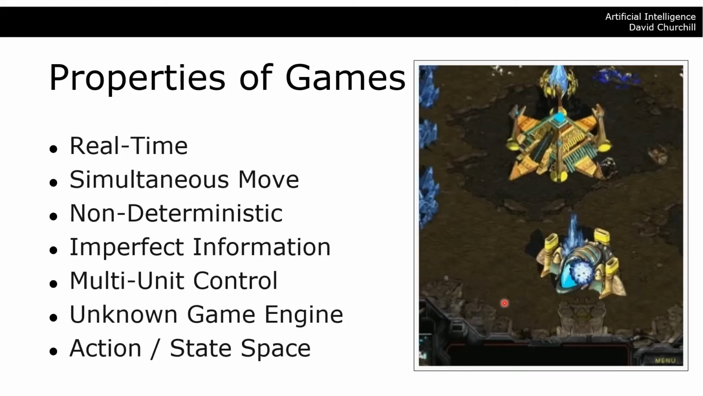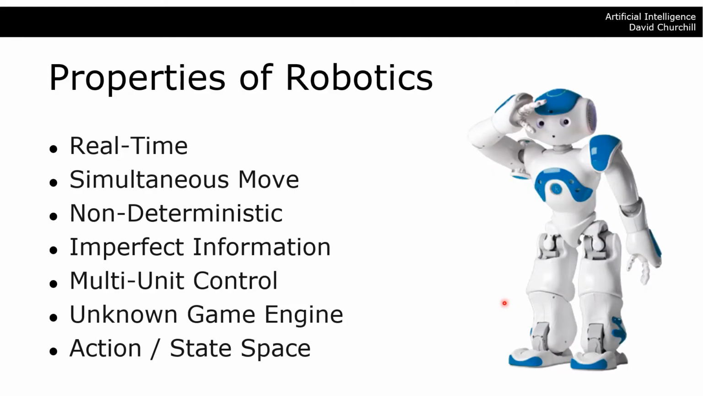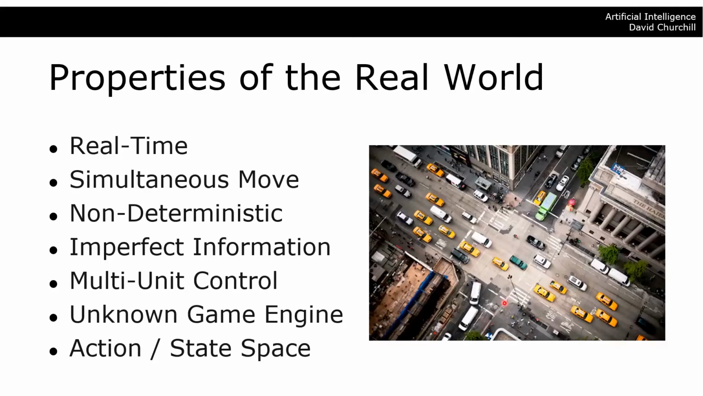And if we look at this, the properties of video games are actually the same problems that we face in robotics. And not only robotics, but these are also the properties of the real world. And so the idea here is that if we can come up with AI systems that perform well in complex video games, then we can translate those solutions into real-world problems.